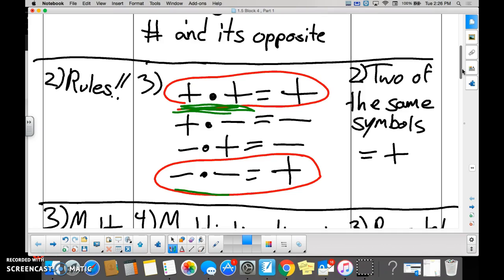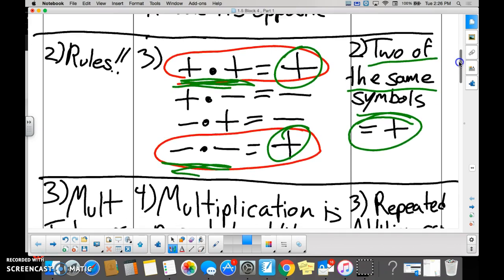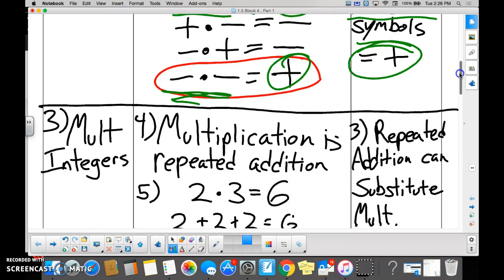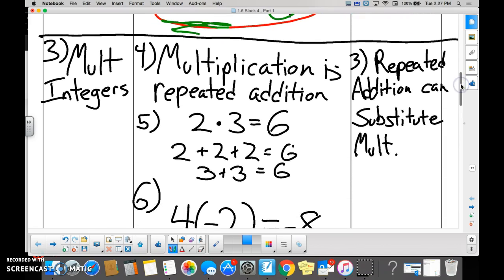So even when there are two negatives, what is that going to be? A positive, exactly. That is going to be positive. Both of them are going to be positive. So we know from our little cheat sheet, two of the same symbols are going to be a positive number. Okay?